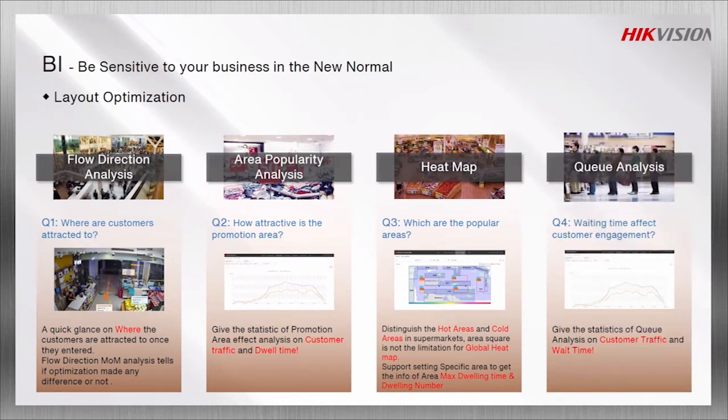The last question is whether the waiting time will affect customers' engagement. We can get this kind of answer from the queue analysis. By getting the statistics of the queue analysis, we can have the data of the customer traffic and also the waiting time, like the maximum waiting time for a client and also the average waiting time. And from the report, we can know when the peak hour will be, and maybe the manager will put more people at the cashier to help reduce the average waiting time and improve the service.